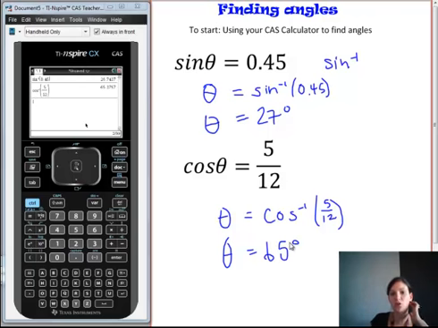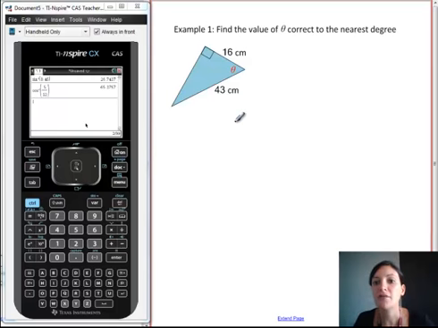Okay, so now we're ready to try an example. So here's the first one here. Find the value of theta correct to the nearest degree. So we're going to use the same steps that we did when we went to solve for a side length. So the first thing we should always do is label the sides that we're given with respect to the angle that we want to find. So 43 centimeters here, that's my hypotenuse because it's across from the right angle. And 16 centimeters is the adjacent side because it's beside the angle and in between the angle and the right angle. So I'm going to write out my word here, SOHCAHTOA.